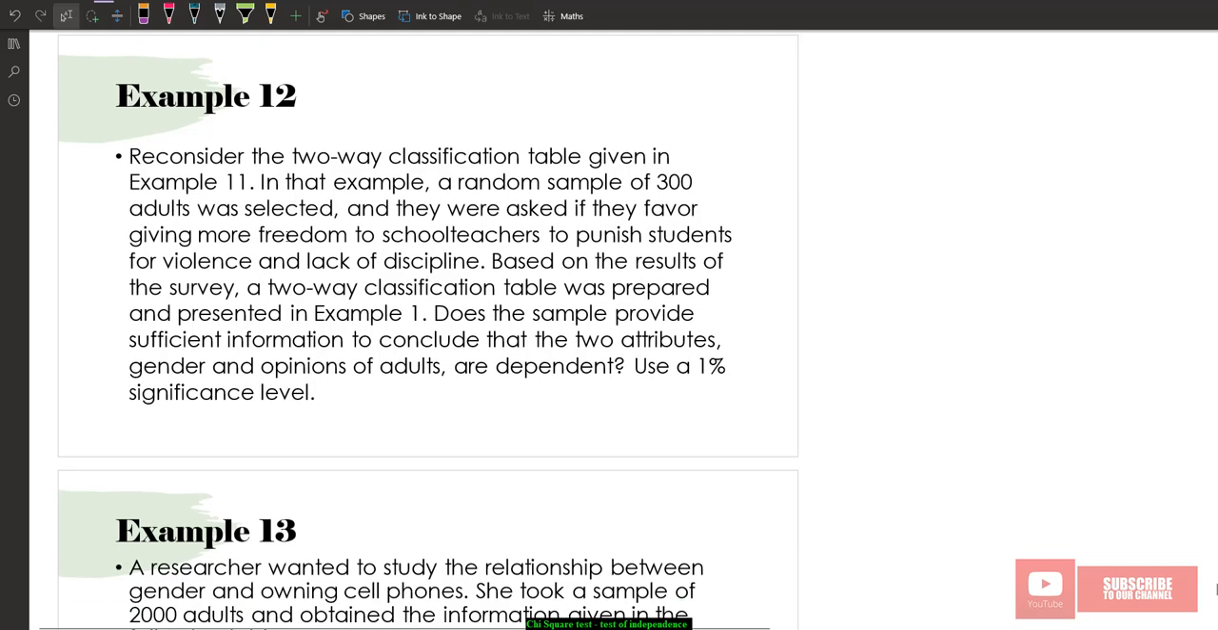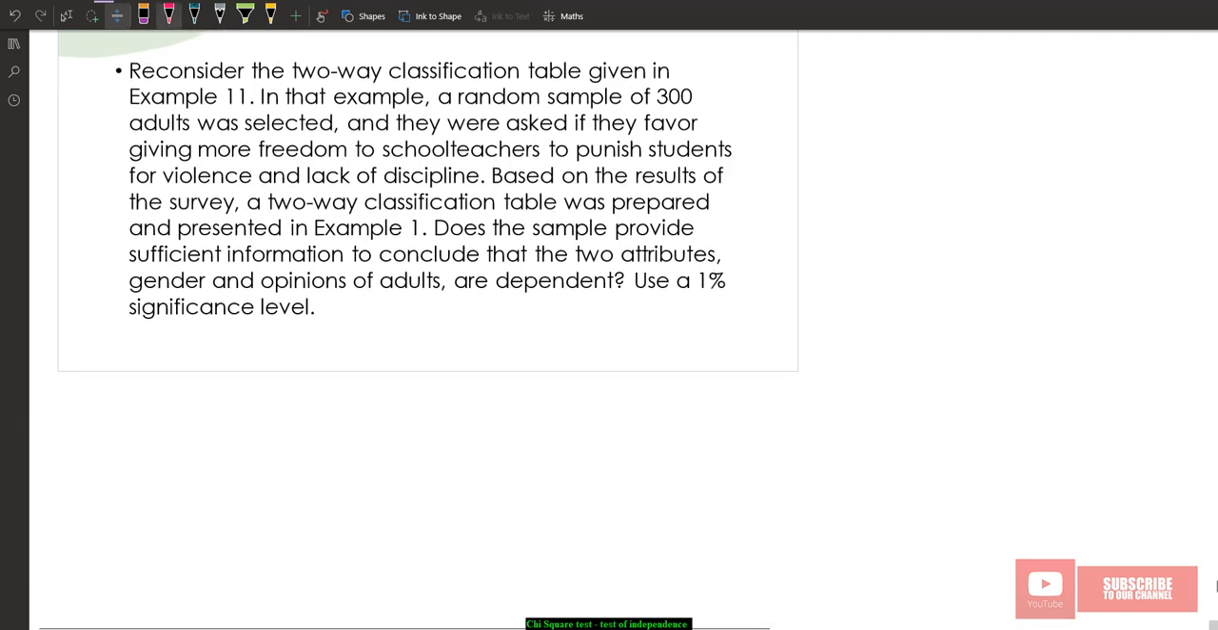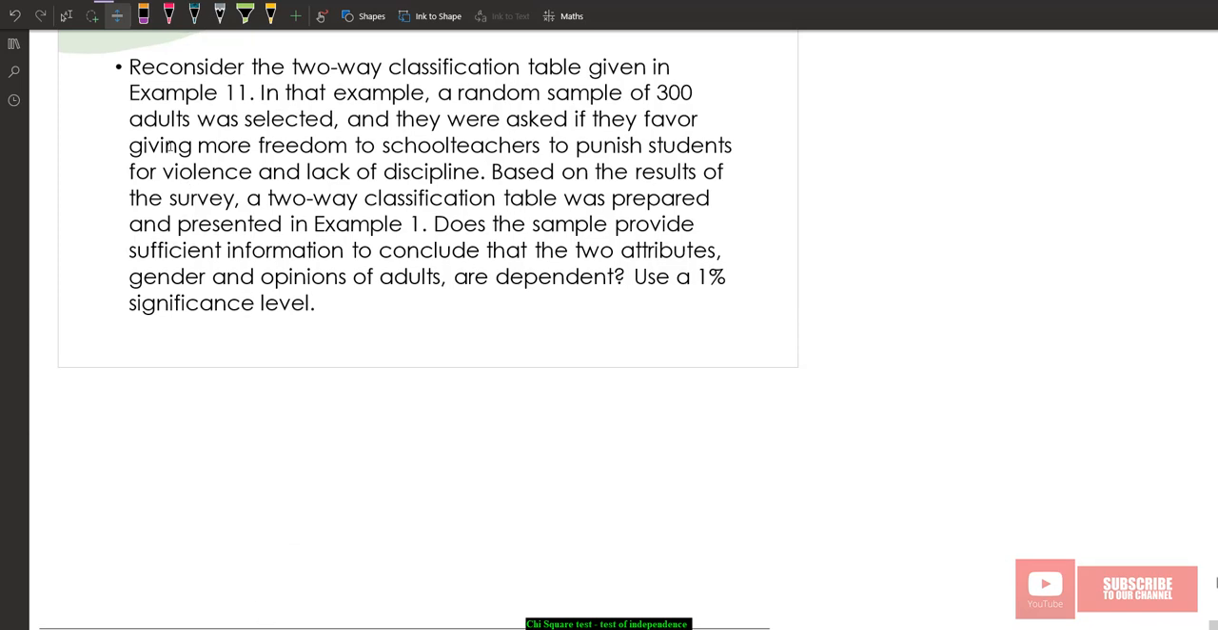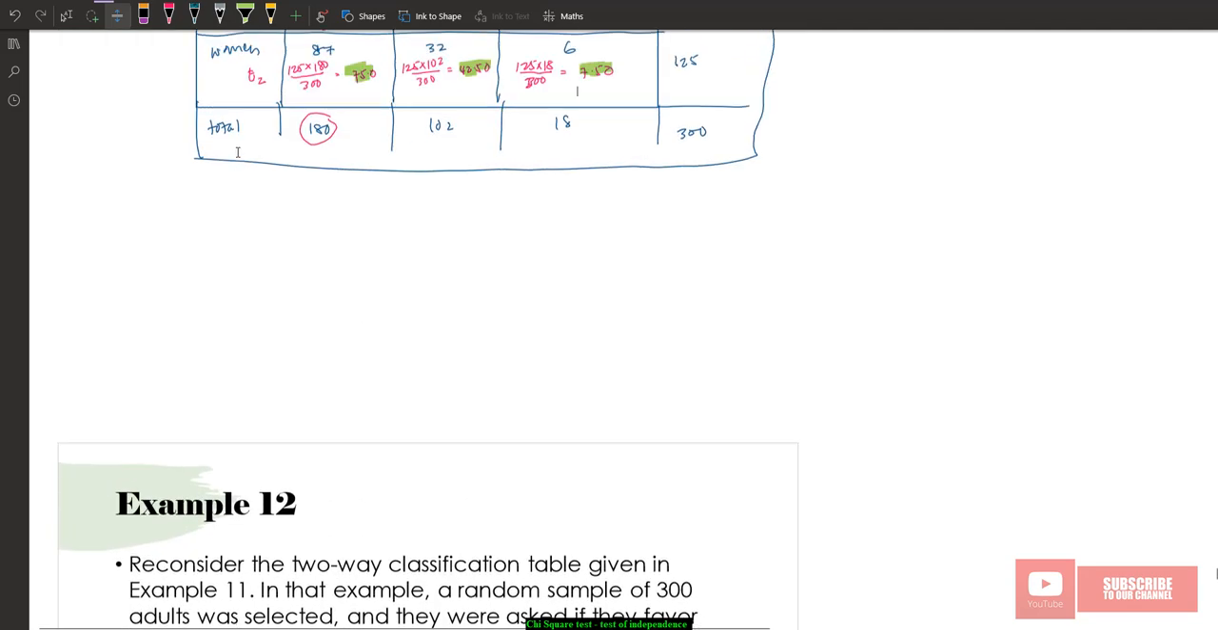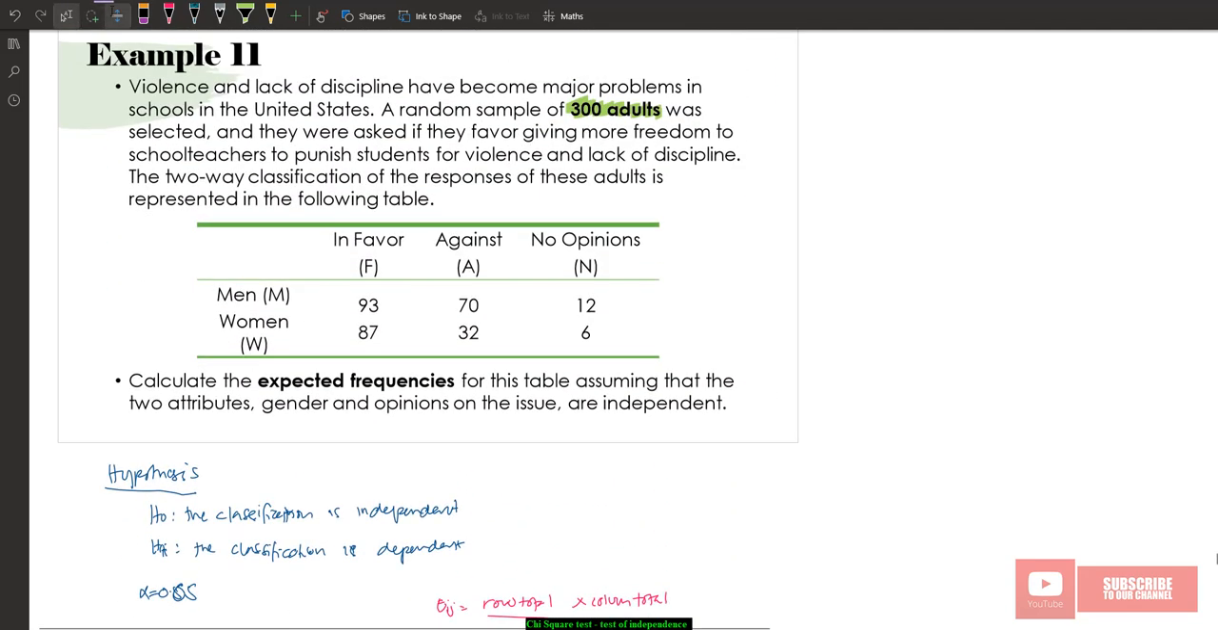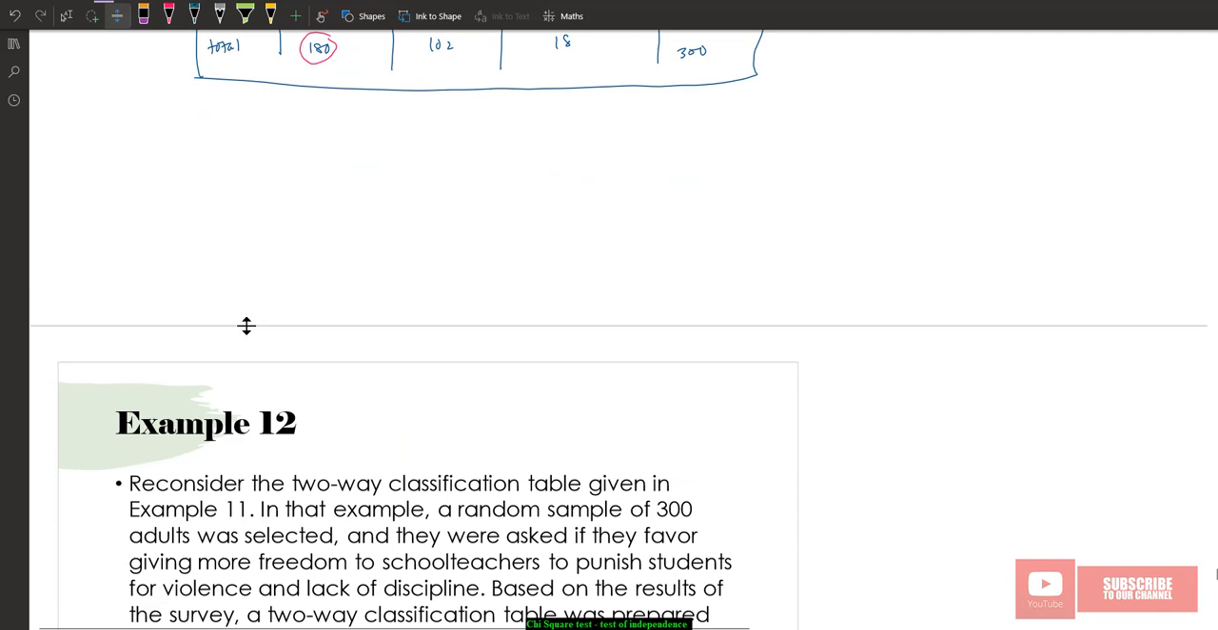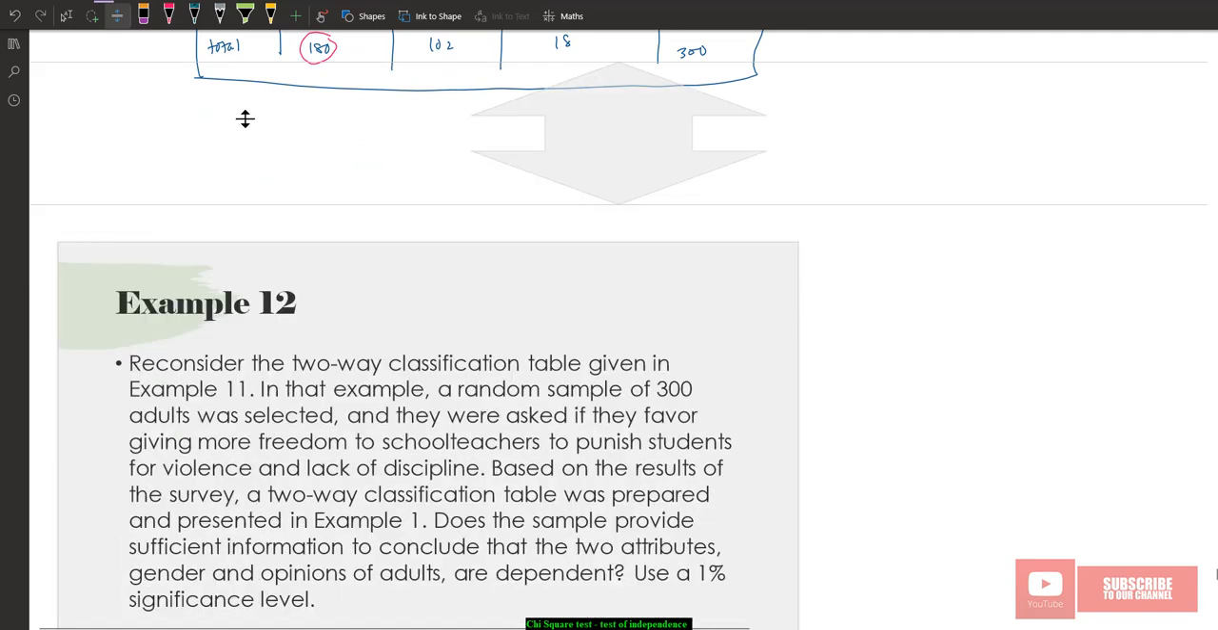Now for example number 12, let's do the rest, right? So reconsider the two-way classification table given in example number 11. So this is the same example. Example number 12 and example number 11 are the same, right?